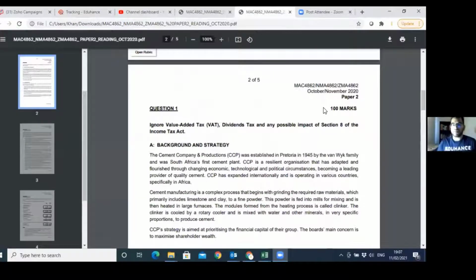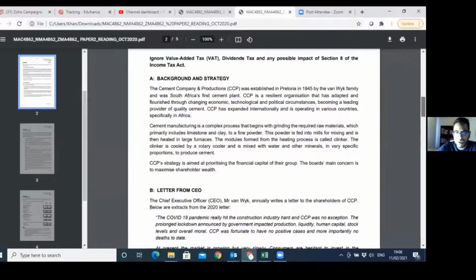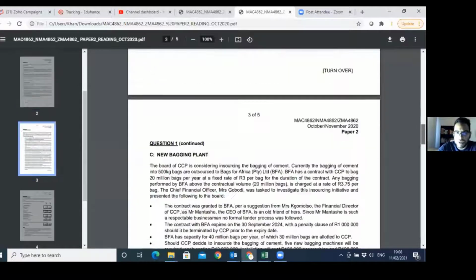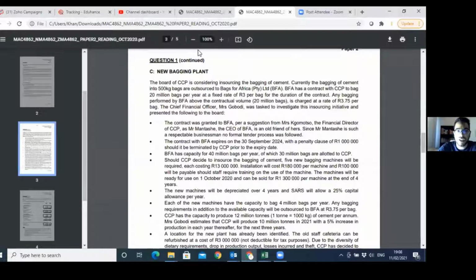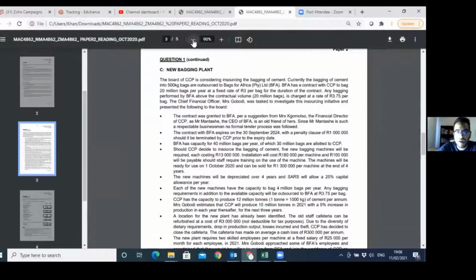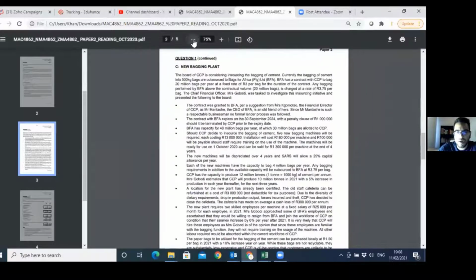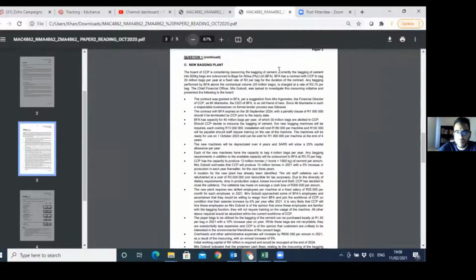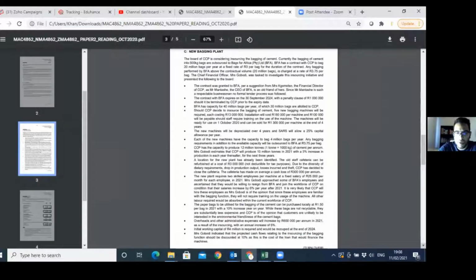Can you see it? Can you see the question? Yes, I can see. Okay, so it's question 1. I'm going to make it smaller now so I can bring the whole page. So just this new bagging plant. Okay, so new bagging plant, take 5 minutes to read that, and then we will go through it.